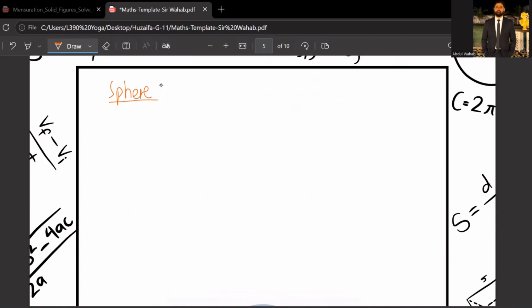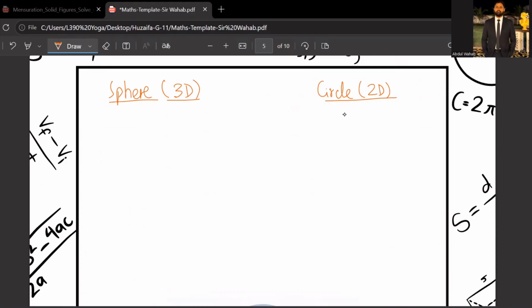So a sphere is a 3D figure, a solid figure. Okay, and from where does it come? It comes from the circle. So if you know from where the 3D figure comes, you can easily generate the formula by yourself. You do not need to rectify it or do too much calculation.